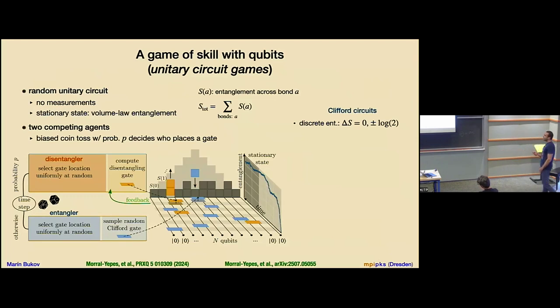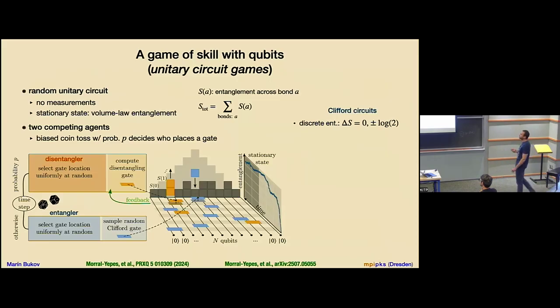Every step of the game, you toss a coin. With probability 1 minus p, the so-called entangler plays. The entangler chooses a bond at random, samples a random Clifford gate from the Clifford group, and places it there. But with probability p, the disentangler gets to play, and it also places a gate on a random bond, but this time, having selected the bond, it loops through all, I think, roughly 13 or 14K 2-qubit Clifford gates, and picks one that will disentangle that specific bond, or that will reduce the entanglement by log 2 on that bond.